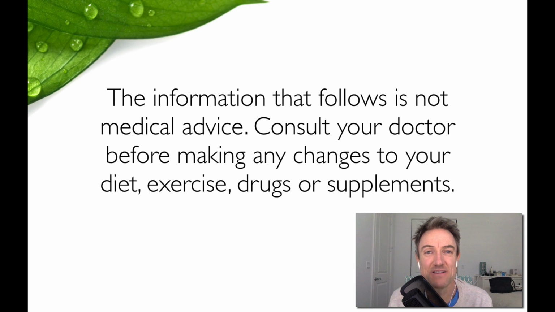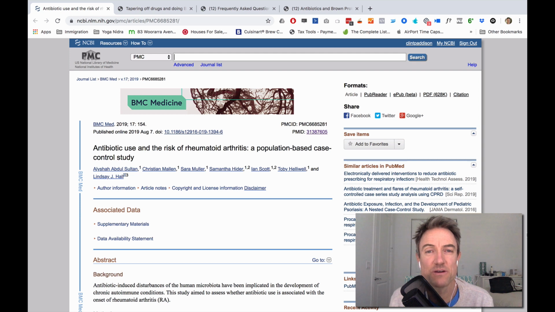G'day, it's Clint Patterson here, and today I want to talk about antibiotics and the likelihood of developing rheumatoid arthritis based on taking antibiotics, because a study has just come out in the BMC Medicine Journal, published August 2019, and it confirms what I've been saying for the past 7 or 8 years, which is that time and time again, I see coming up in people's histories an overuse or an unusually high frequency use of antibiotics, and then a later development of rheumatoid arthritis.